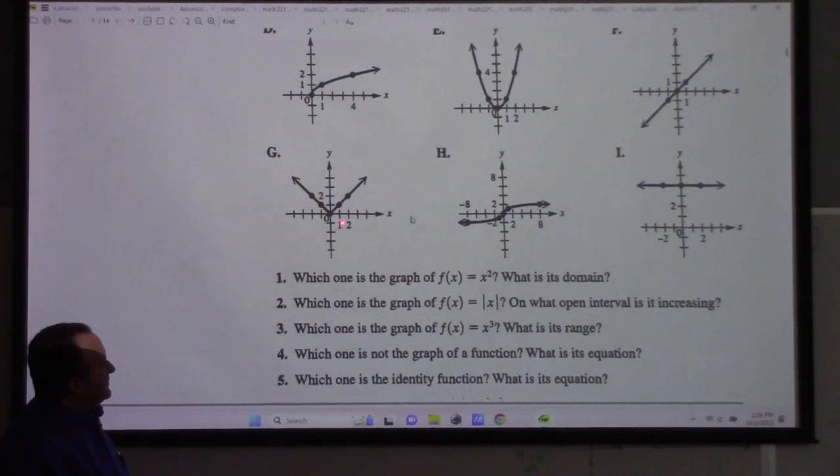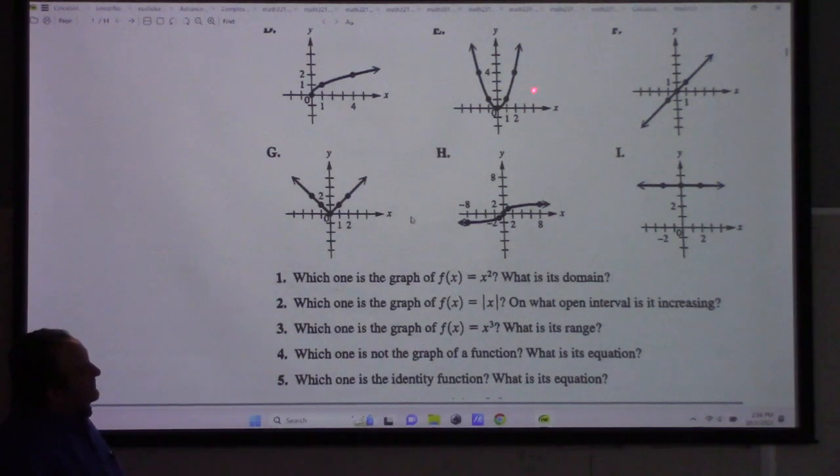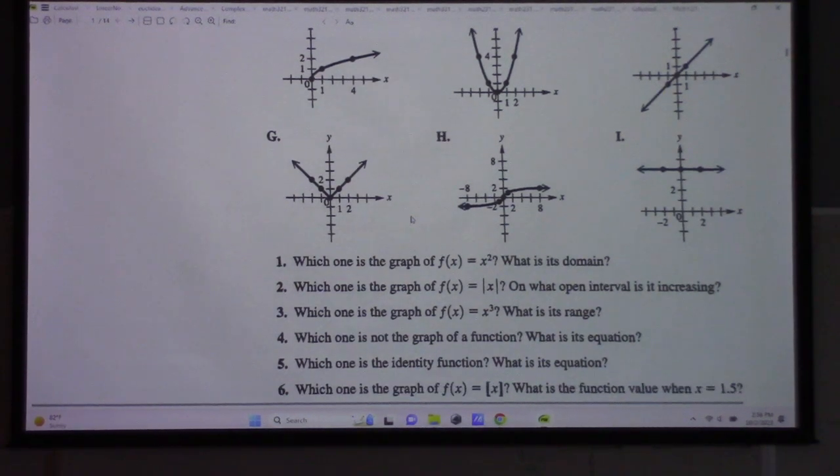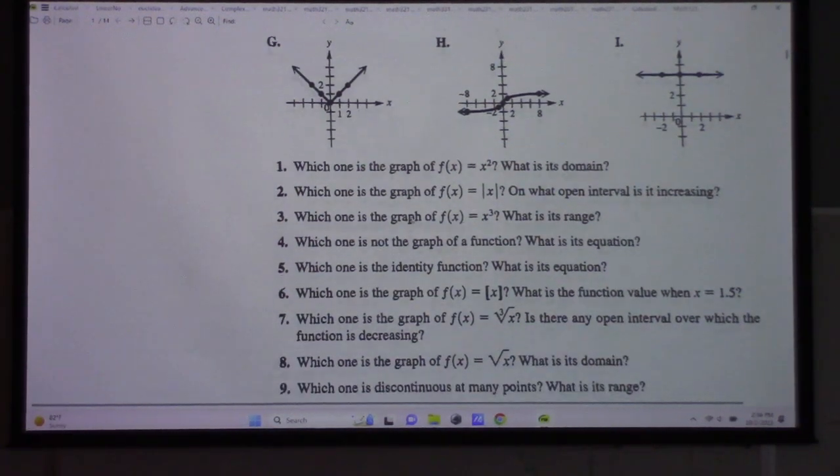It's increasing over here, so from 0 to infinity. How about this one? How about part E? Where is this increasing? Again, from 0 to infinity. Where is it decreasing? From minus infinity to 0. How about this one? Where is it increasing? Where is it decreasing? It's constant, right? So it's constant. All right, so there's that.